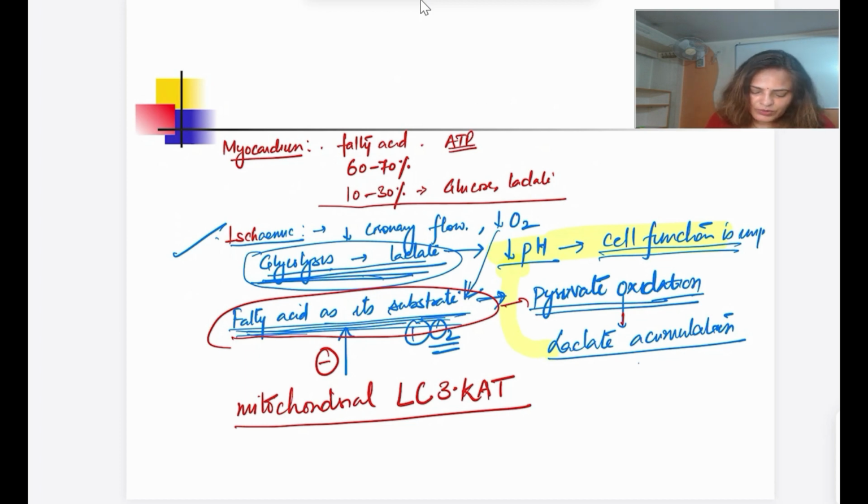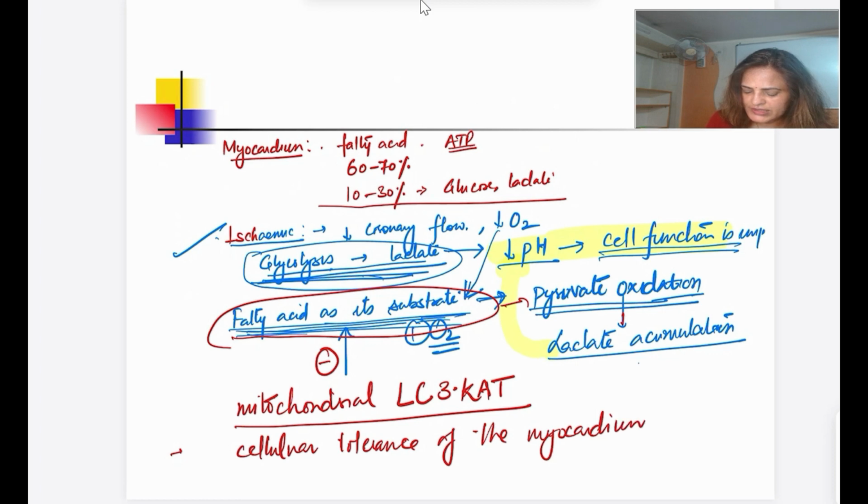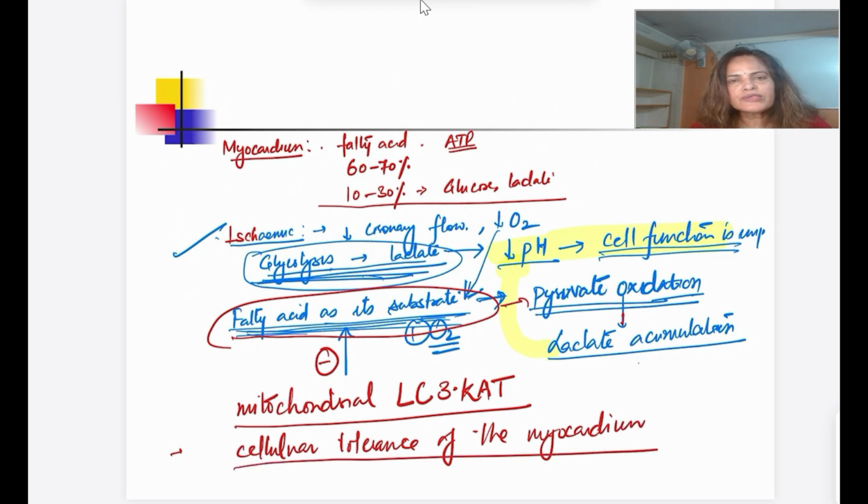So how is it going to help? It is improving the cellular tolerance of the myocardium by shifting its metabolism from fat to glucose. Now what substrate is it going to use? Now the glucose will be utilized, and for the utilization of glucose, the oxygen requirement for the generation of the same amount of ATP is less.